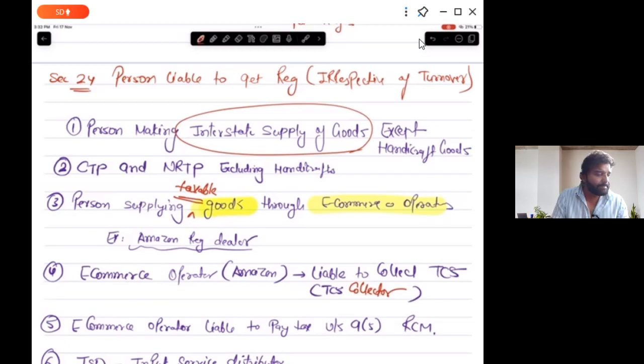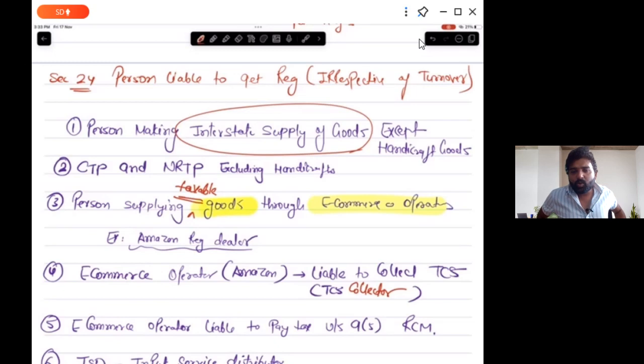I can revise it. The very first person is the person making interstate supply. So if any person is making any kind of interstate supply of goods, he needs to get registered. Second is CTP and NRTP. They need to get registered also. Again, there is an exception for handicraft goods. So except handicraft, everybody who is doing interstate transactions, or who is a casual taxable person or non-resident taxable person, needs to get registered. Next, a person who is supplying taxable goods through any e-commerce platform.